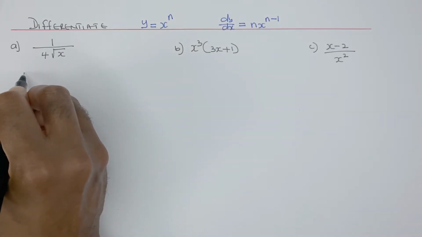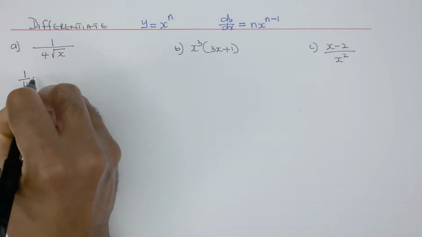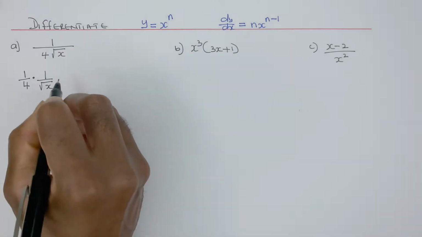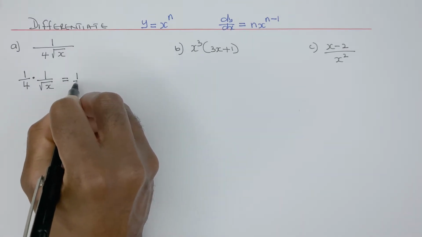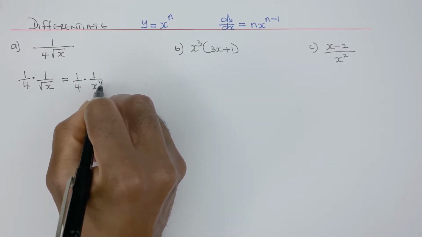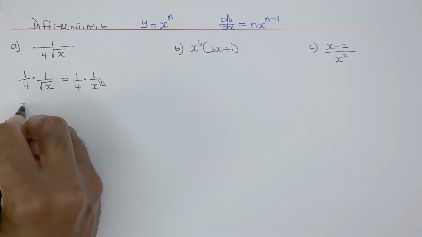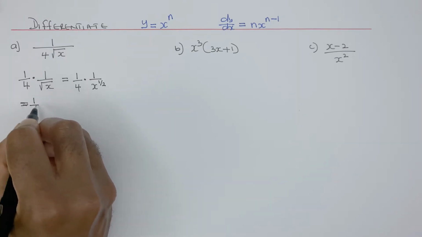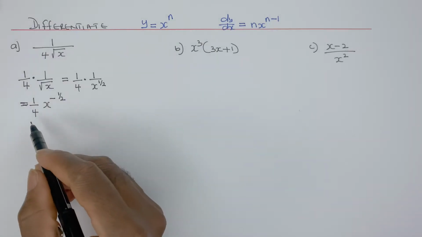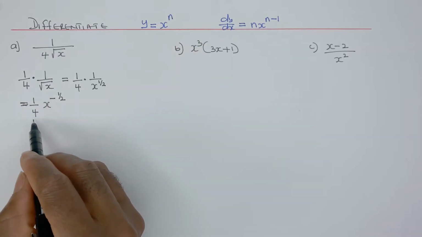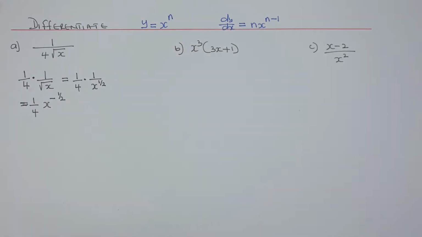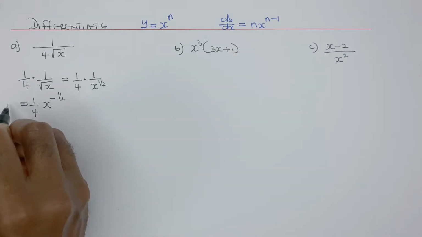So I'll get 1 over 4 times 1 over root of x. And that can be written as 1 over 4 times 1 over x to the power a half, which can now be written as 1 over 4 x to the power minus a half. So now I've written it to look like that. 1 over 4 is a constant. n here is minus a half. So I can now apply dy/dx.